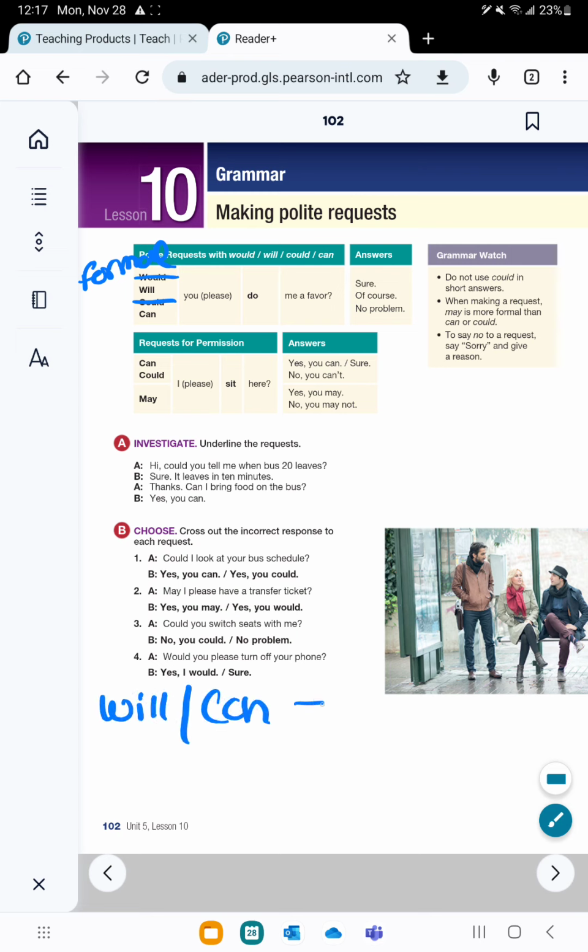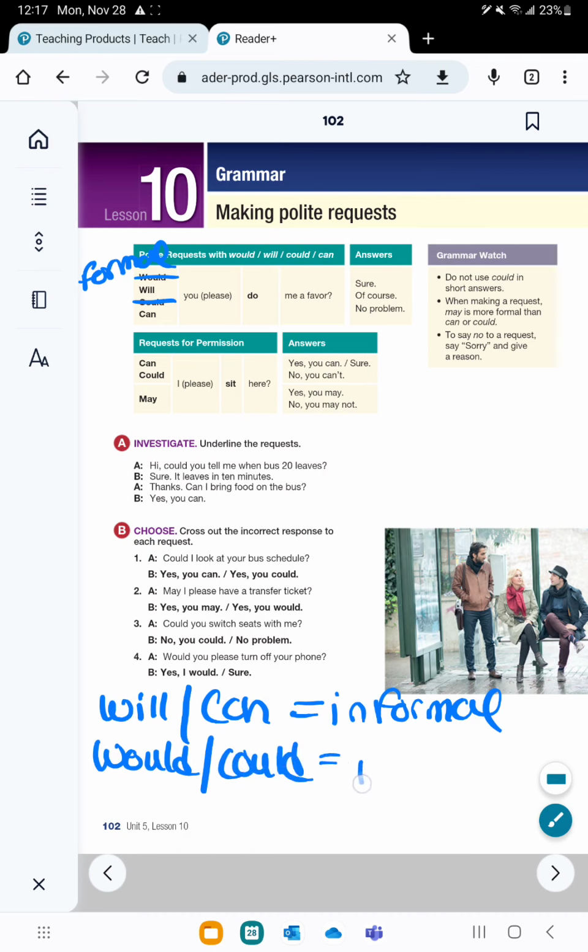Will and can are informal. Would and could are formal. And so anyway, it's fine. We also have to remember would is the past tense of will, and could is the past tense of can. Now, that doesn't mean that when you're making your polite request, you're asking for the past. No, this is just when we're doing polite requests, it's just informal and formal.